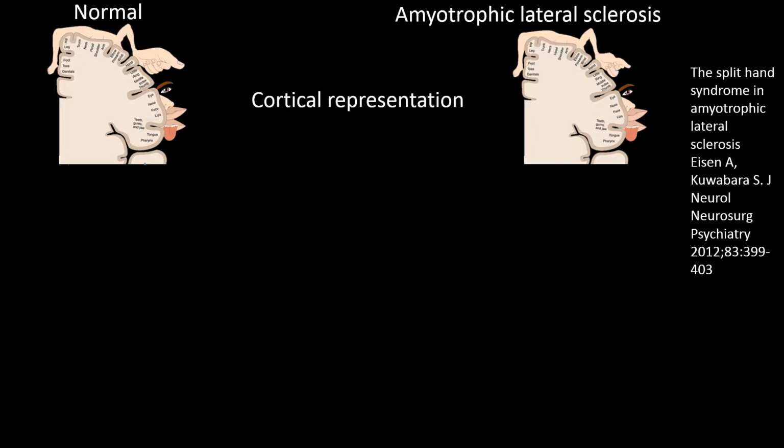The theory regarding the strange phenomenon of the split hand syndrome in patients with amyotrophic lateral sclerosis is that the increased use of the pincer grasp over any other type of hand movements renders the thumb and the index finger exclusively vulnerable to the disease process, and as a consequence, the cortical representation of the thenar region is decreased.